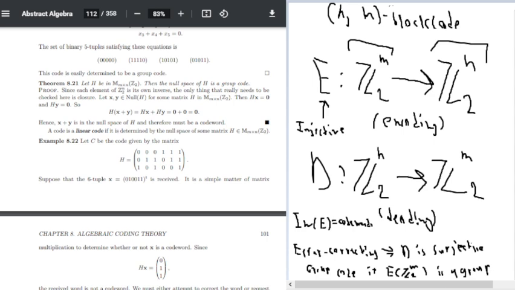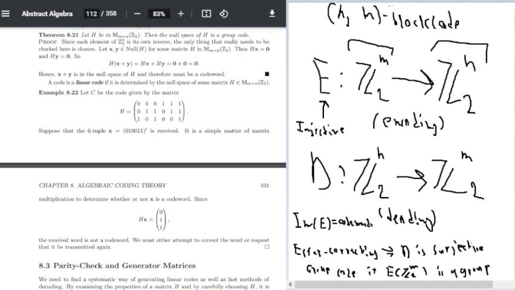Let x and y be in Null(H) for some matrix H in M_{m×n}(Z mod 2). Then Hx = 0 and Hy = 0. So H(x + y) = Hx + Hy = 0 + 0 = 0. Hence, x + y is in the null space of H, and therefore must be a code word. A code is a linear code if it is determined by the null space of some matrix H in M_{m×n}(Z mod 2).